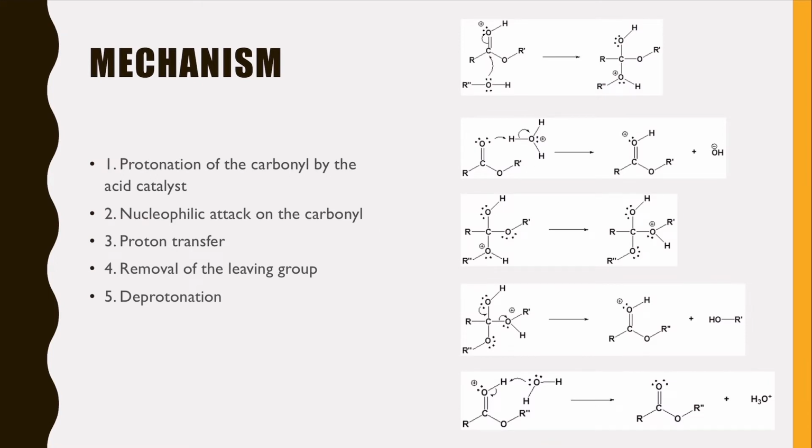The mechanism for acid-catalyzed transesterification is as follows. There's protonation of the carbonyl by the acid catalyst. This makes the carbonyl activated towards nucleophilic attack. A nucleophilic attack is made on the carbonyl. There is then a proton transfer, removal of the leaving group, and finally deprotonation.